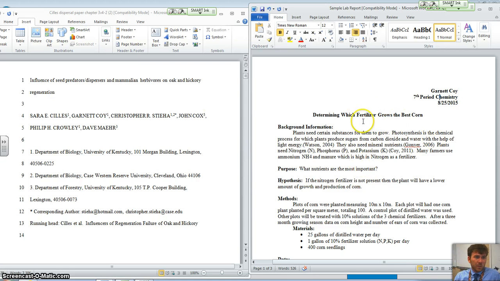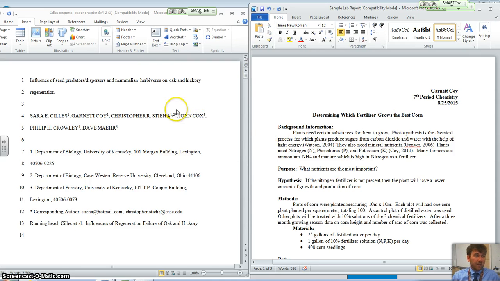So, as we move on past the title, we've got background information in this lab report. It's got some information that's crucial to understanding the concept that's being investigated. Also, please notice that these are cited as well. You've got in-text citations, including the author's name and the year of the publication. So here we've got: photosynthesis is a chemical process for which plants produce sugars from carbon dioxide and water with the help of light energy. That's a quote or a paraphrase from Watson's article in 2004.